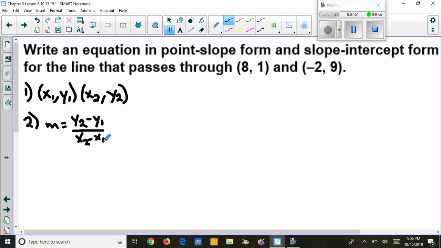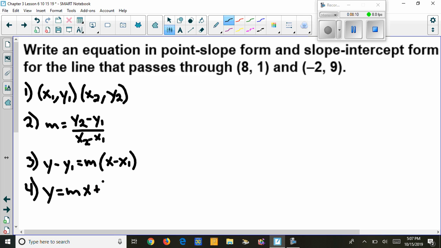Once we have the slope, we can go and write our problem out as the point-slope form, and then do my two steps to get my slope-intercept form. Let us begin.